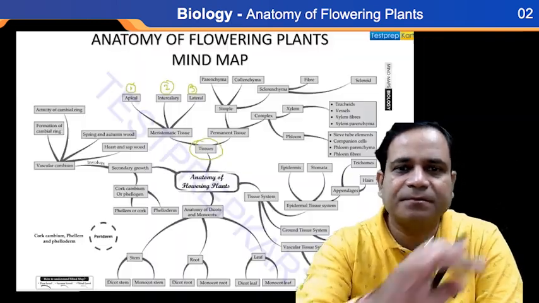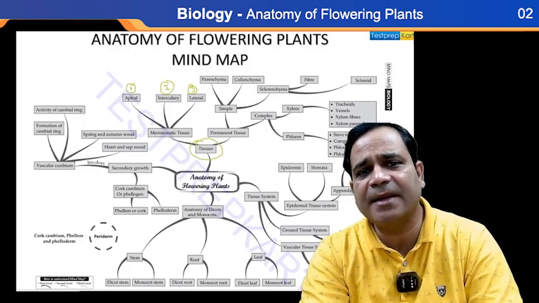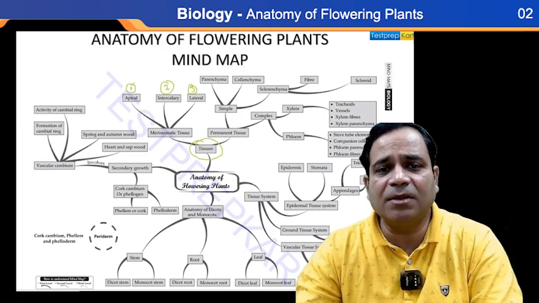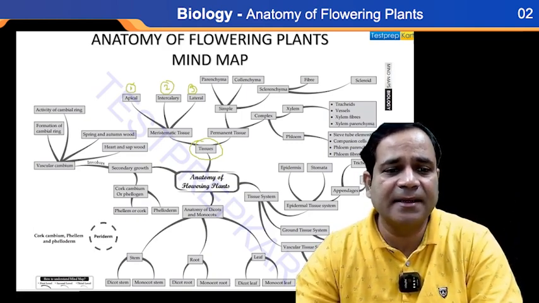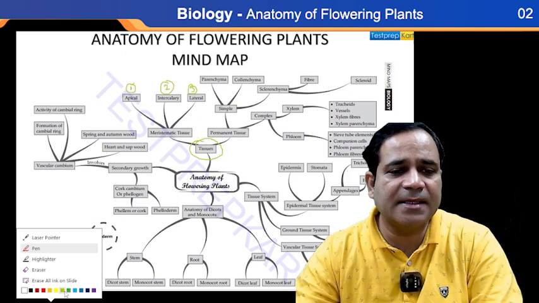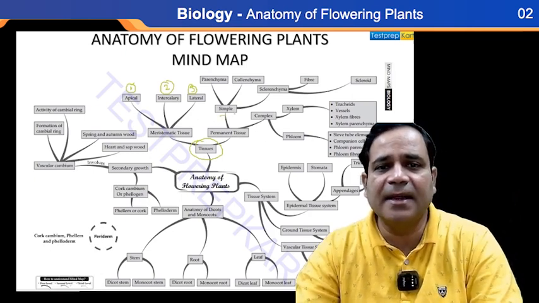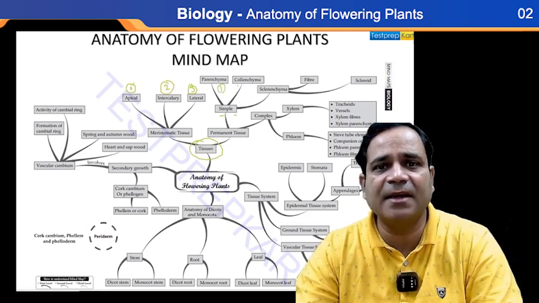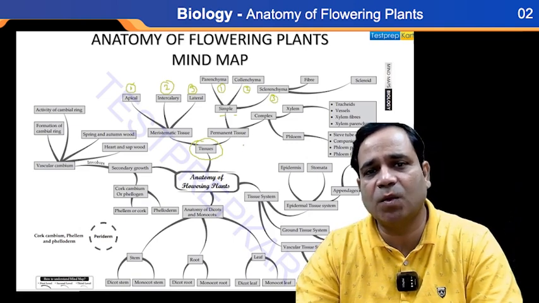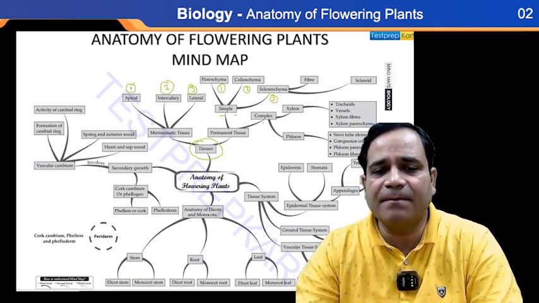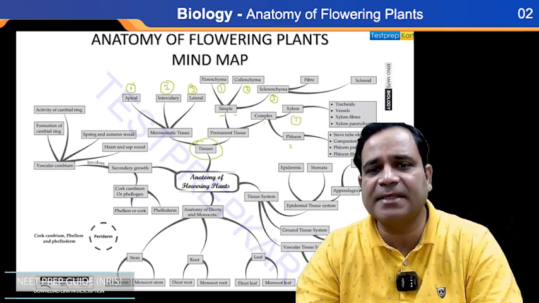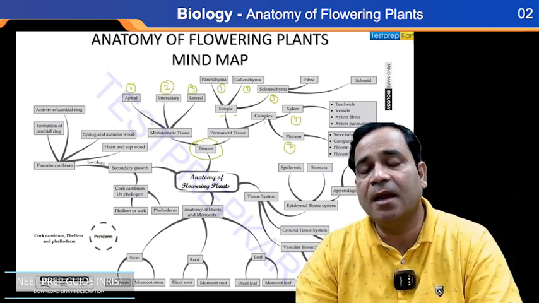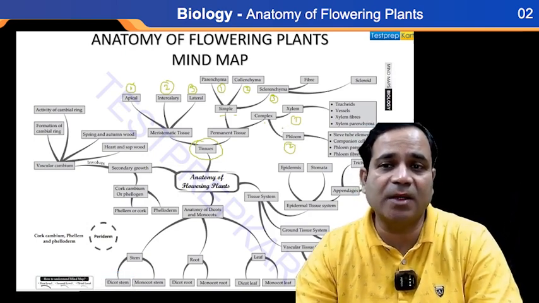So see this mind map, my dear. What does this mind map tell? It tells about simple and complex tissues. See, this is written here: simple and complex. The simple tissue is further divided into how many parts? Three parts: first parenchyma, second collenchyma, third sclerenchyma, my dear. Now this is the complex tissue, which is further divided into two parts: xylem, and the second one is phloem, my dear.